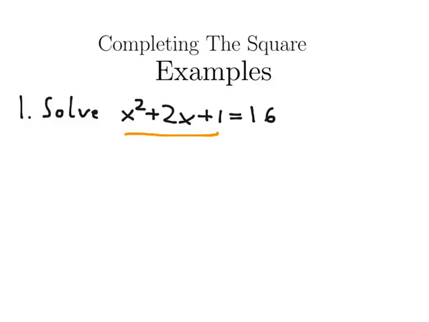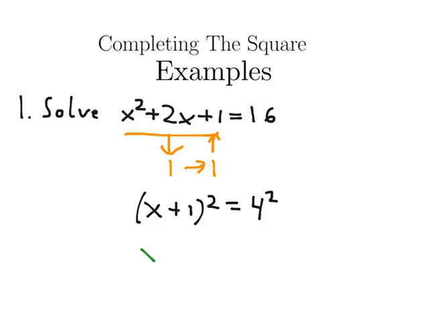Well, if I take this 2, and I take half of it, that'll give me a 1. And 1 squared is 1, which is there. So I already have a square quadratic on the left-hand side. And this square quadratic is x plus 1 squared. So that's the left-hand side. And on the right-hand side is 16, which is really just 4 squared.